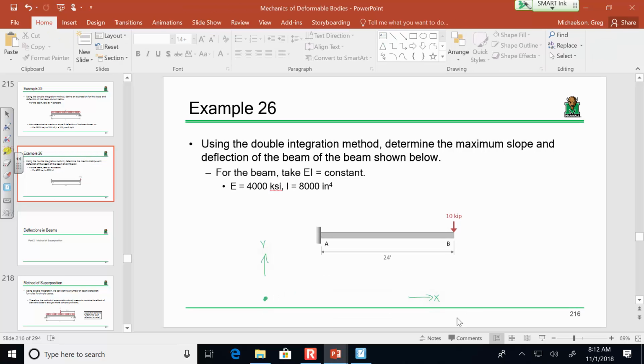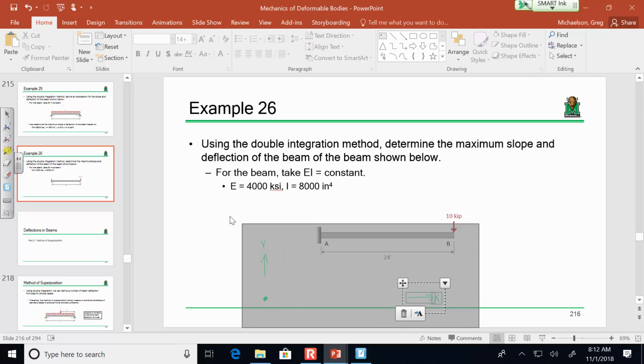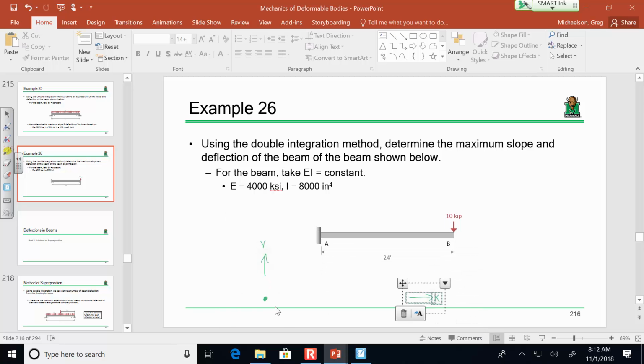Hold on, delete this stuff. Come on. I'll worry about it later. What I'm going to do with this problem is I'm actually going to define the origin at B, and the axes are going to go in the opposite direction. I'll draw that here so it's a little easier to see.